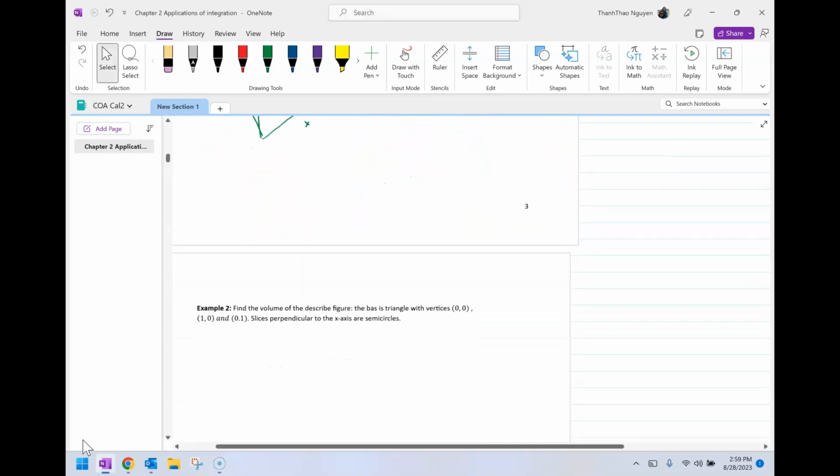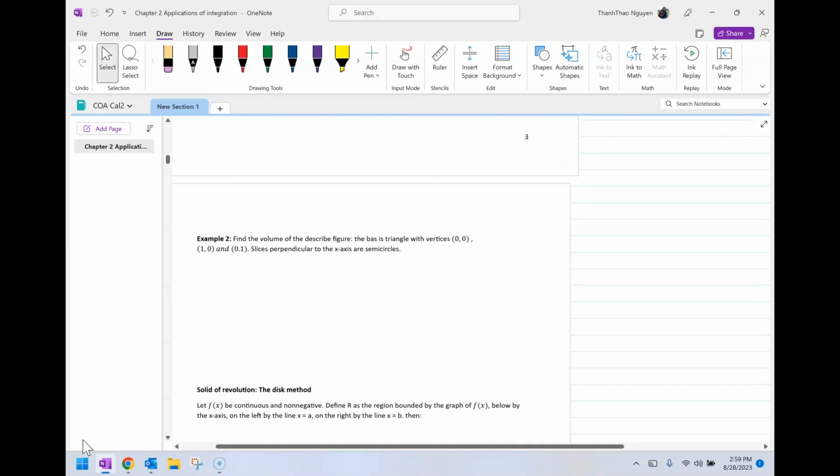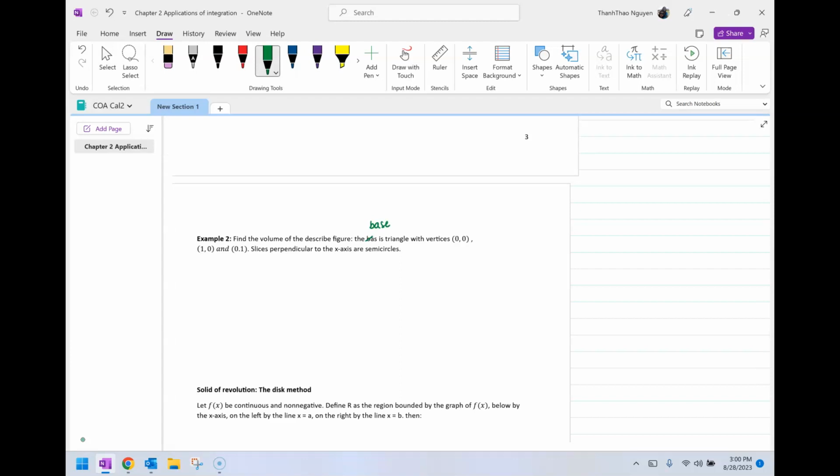Let's say we want to find the volume of this described figure. The base is the triangle with the vertices (0,0), (1,0), and (0,1), and the slices perpendicular to the x-axis are semicircles. Okay, so let's take a look at what it should look like. Let's draw this figure.